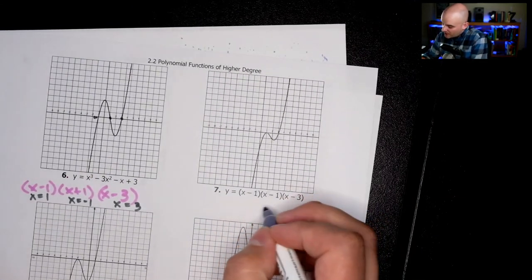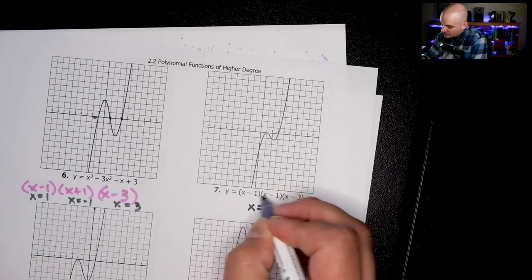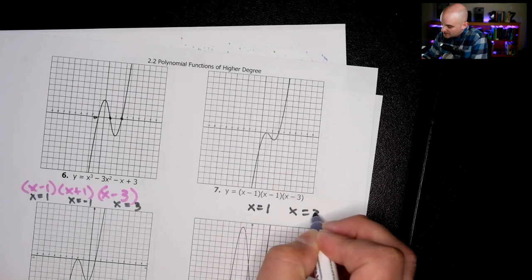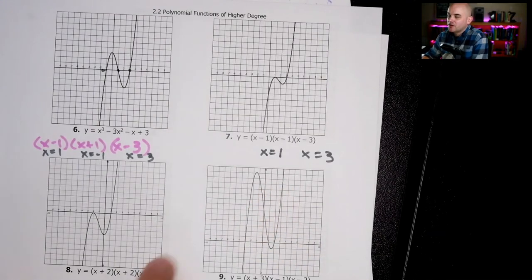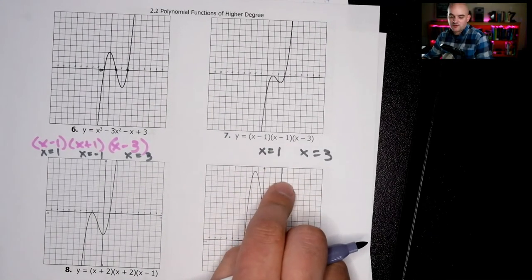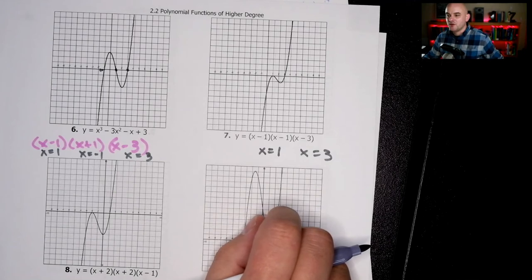Notice that if we find the zeros, I've got zeros at x equals 1 and at x equals 3. Go ahead and go through and find all the zeros based on the factors I give you. I'm going to pause it and show you the answers. All right, I take it you went through the rest of it and found the zeros based on the factors I gave you.